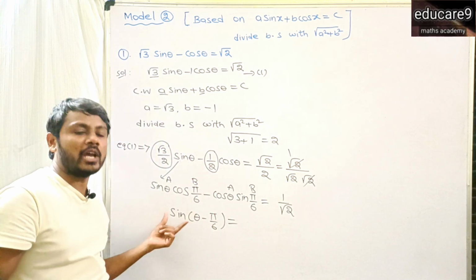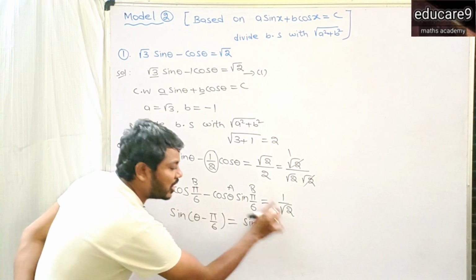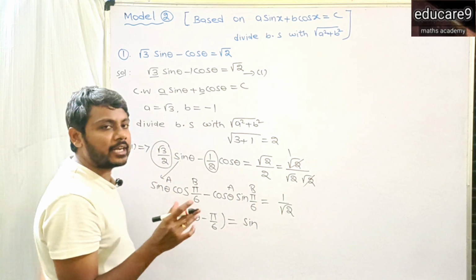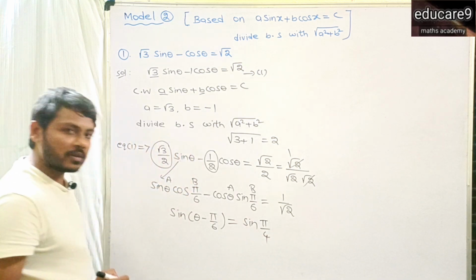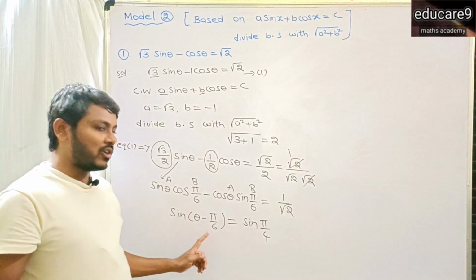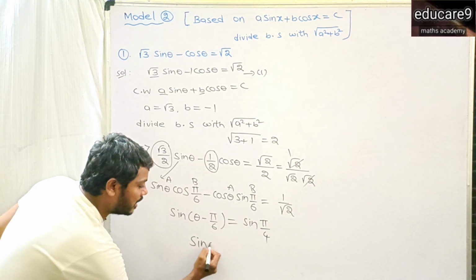Write it in terms of sin only, because on the left hand side we have a sin ratio. Clearly we know that sin 45 value is 1 by root 2. 45 can be written as 180 by 4, that is pi by 4. Now clearly this is of the form sin theta is equal to sin alpha.